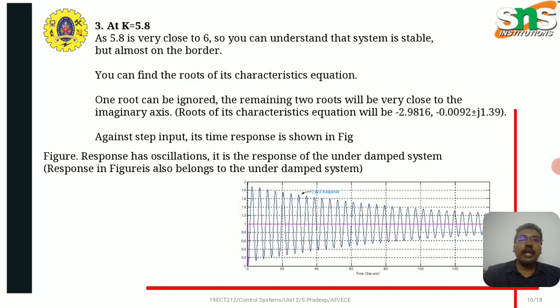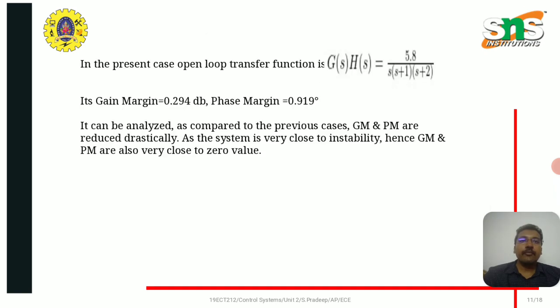For the value of k equal to 5.8, it is very close to 6, so you can understand that the system is stable. You can find the characteristic equation and its roots. One root can be ignored; the remaining two roots will be very close to the imaginary axis. Against step input, its time response is shown in this graph. The open loop transfer function is G(s)H(s) equal to 5.8 divided by s into s plus 1 into s plus 2, and its gain margin is equal to 0.294 dB and the phase margin is equal to 0.919 degree.